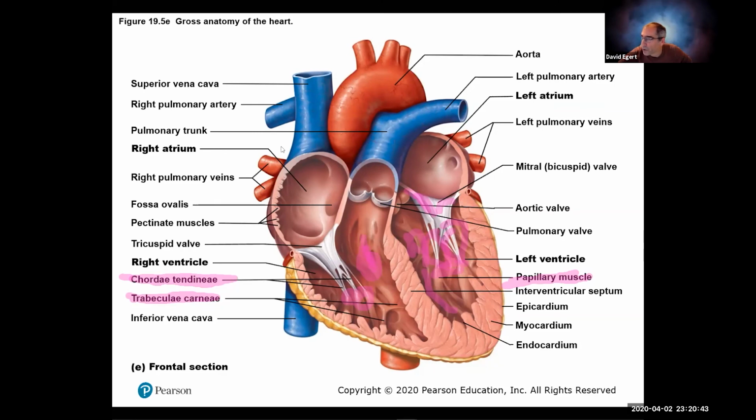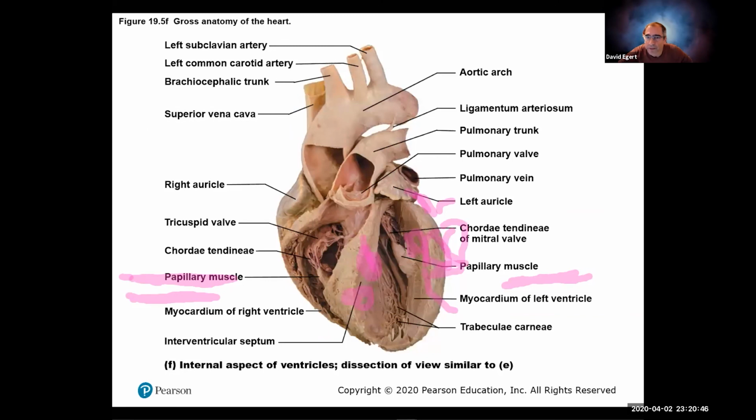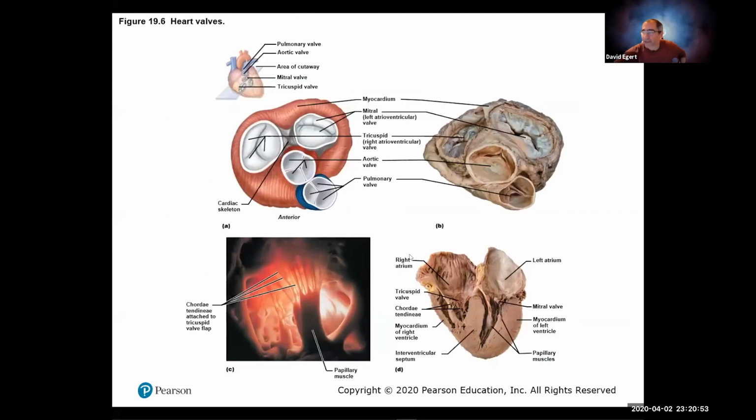Continuing on our whirlwind tour of the heart. This is a dissection of the heart, which is actually pretty cool. This is showing that midline of the heart where all the valves are. I was saying that the tricuspid valve, the mitral valve, and the semilunar valves from both the pulmonary and aortic, they're all on the same level. They're all in this area right between the atria and the ventricles.